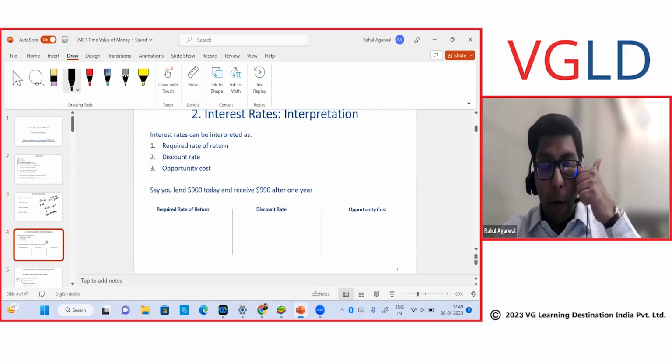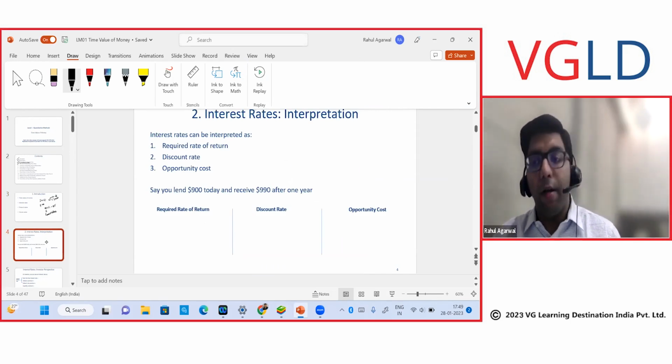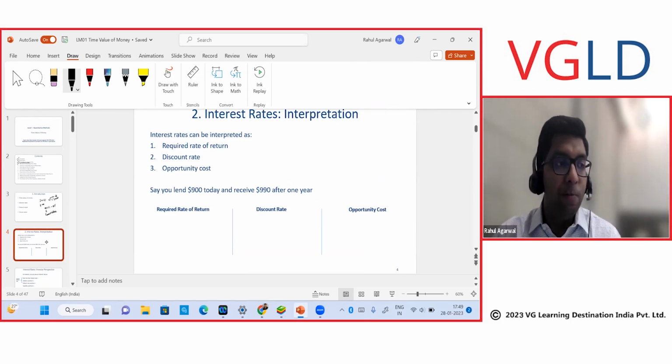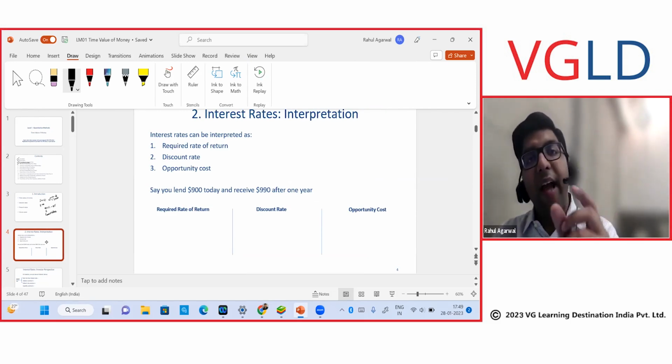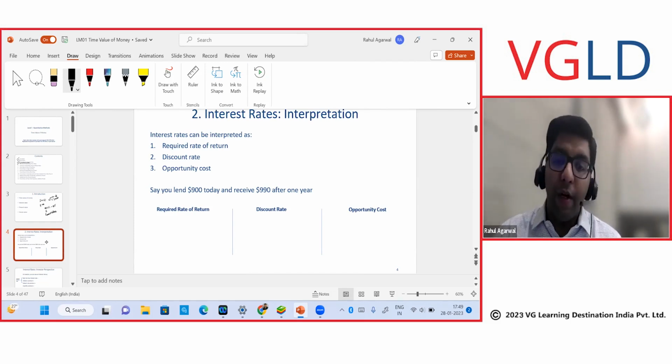What is interest? Now I said 5% interest, but let's understand in a detailed manner what is interest. Many people, honestly, don't know the meaning of this. So interest rate can have three different names, okay, everyone.